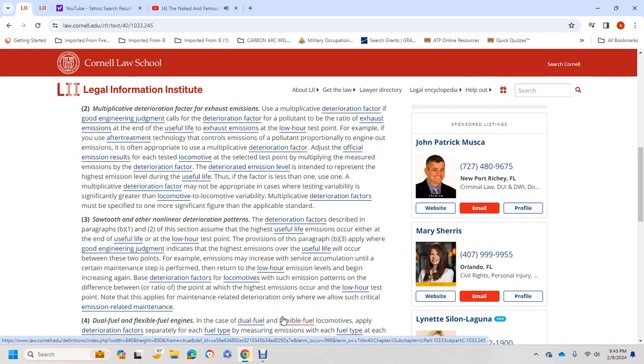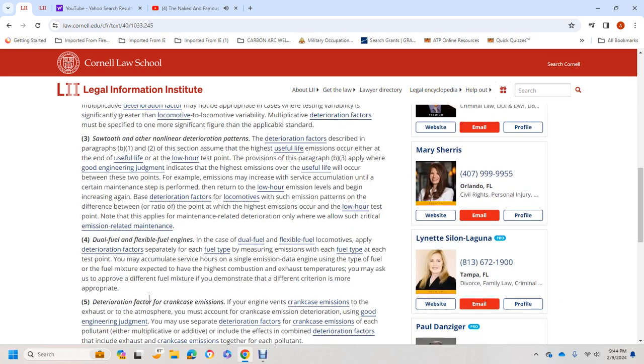Deterioration factors described in paragraphs B1 and B2 of this section assume the highest emissions over the useful life can occur either at the end of the useful life or at the low hour test point. The provision in paragraph B3 applies where good engineering judgment indicates the highest emission for the useful life will occur between the two points. For example, the emission may increase with service accumulation until a certain maintenance step is performed that returns the low hour emission level to begin increasing again. The deterioration factor for such locomotive emission patterns is based on the difference or ratio between the point at which the highest emissions occur and the low hour test point, noting that this applies only with the maintenance-related deterioration, and would allow such critical emission-related maintenance.